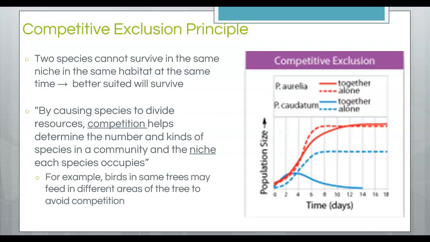If you look at the graph on the right, when the red and the blue are alone, both of them survive very well. The dotted line is when they're by themselves. Whenever they are together, however, the red survives better, and so its population will increase, and the blue population will decrease because there aren't enough resources or there's not enough physical stuff available in order to support it.